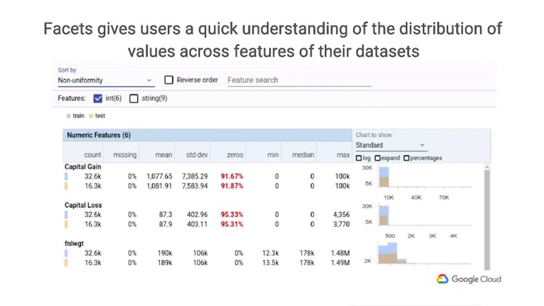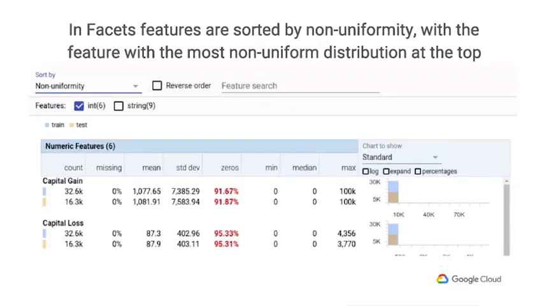With Facets, common data issues that can hamper machine learning are pushed to the forefront, such as unexpected feature values, features with high percentages of missing values, features with unbalanced distributions, or distribution skew between datasets. Using the same screenshot from the previous slide, what you're seeing here are two numeric features of the UCI Census dataset, capital gain and capital loss. The features are sorted by non-uniformity, with the feature with the most non-uniform distribution at the top. Numbers in red indicate possible trouble spots. In this case, numeric features with a high percentage of values set to 0. The histogram at the right allows you to compare the distributions between the training data, which is in blue, and the test data, which is in orange.